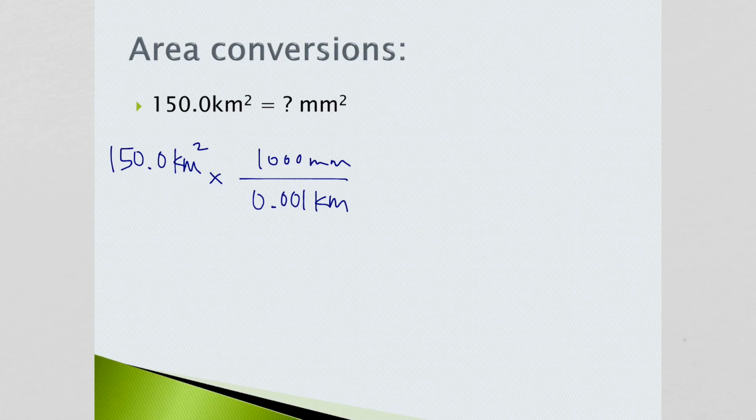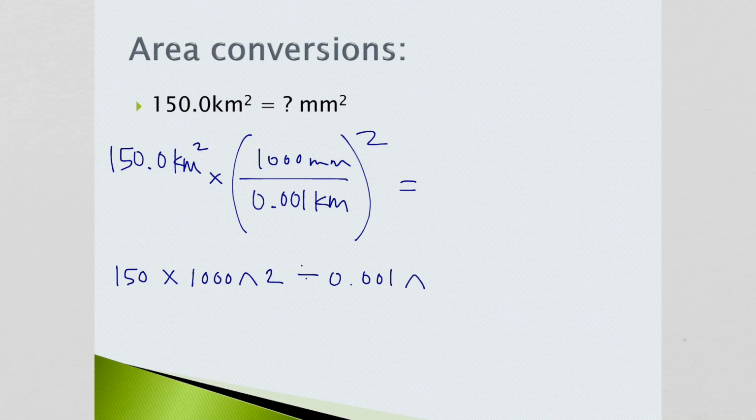Now this conversion factor will only convert 1 dimension. How do we make it squared? We simply square the conversion factor. So the only difference is how you handle this in your calculator and the addition of the parentheses and the 2. So in the calculator, this is going to be 150 times 1,000 caret 2 divided by 0.001 caret 2. So that's squaring both the numerator and the denominator. You can use parentheses in your calculator and then put parentheses around the term and square it only once. I just prefer to square each value in the term. Both will give you the same answer.